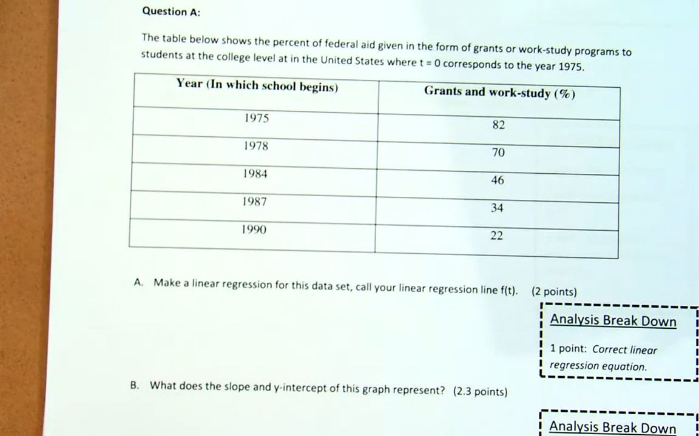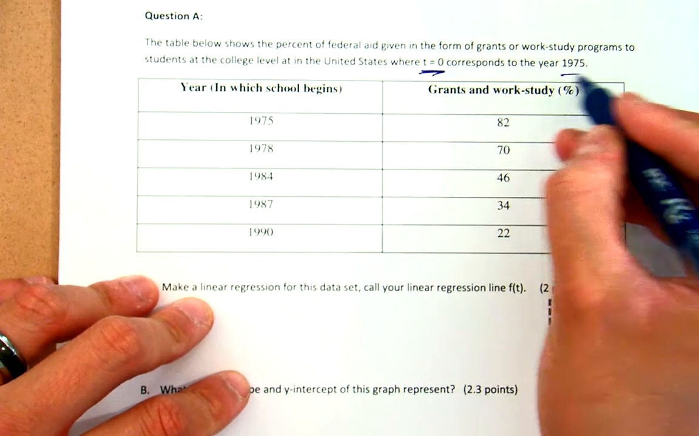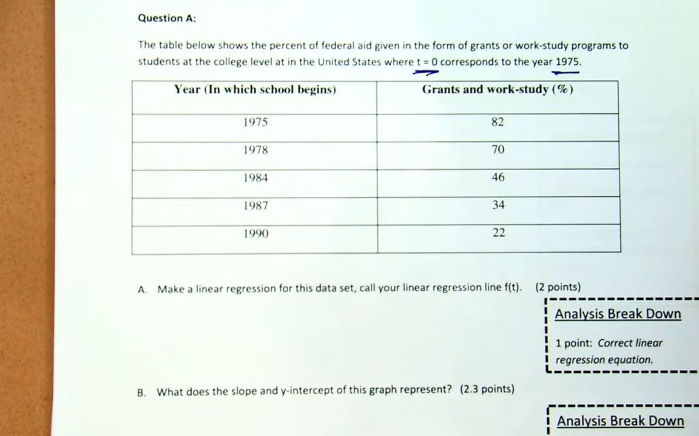T equals 0 corresponds to the year 1975. Okay, so when you read the question, notice the first time we read it, everybody was kind of... right? So what does this mean? You need to read the question. Probably the first time you read it is just to get some key information. You're already going to know what kind of question this is.